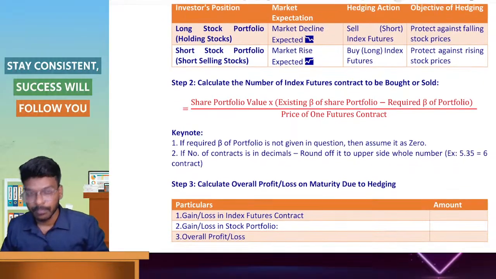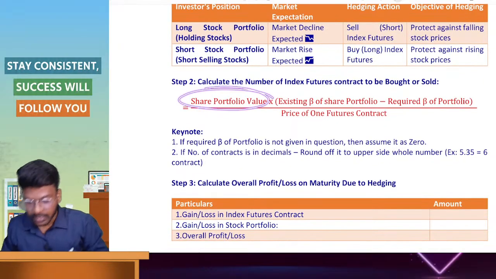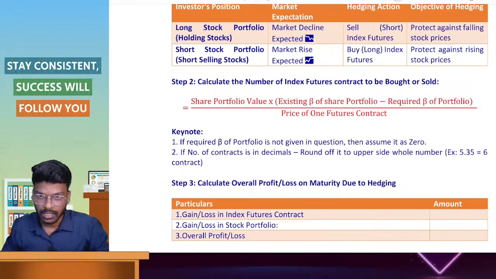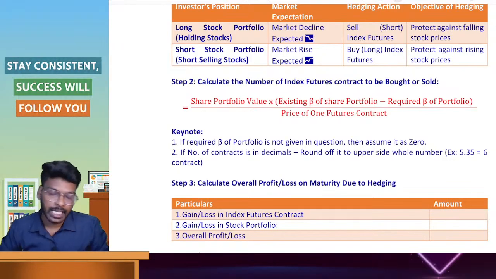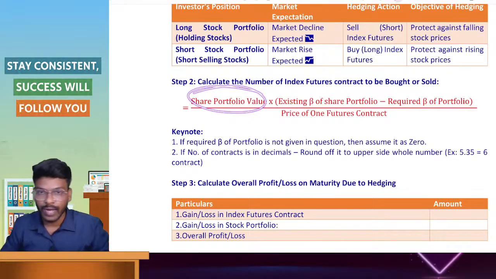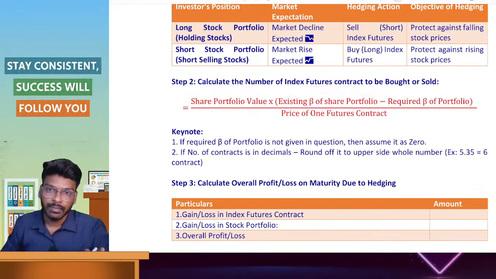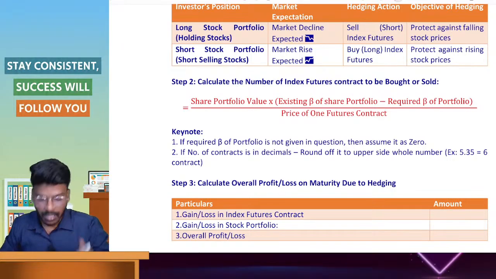The formula for number of contracts: the value of the share portfolio will be given in the question, or we have to compute it using the number of shares. Different company shares will be given, the number of shares will be given, and the market price of the shares will be given. We multiply these and we get the share portfolio value. The portfolio beta, the value of beta, we have to compute. Computation of beta will be learned in the portfolio chapter.